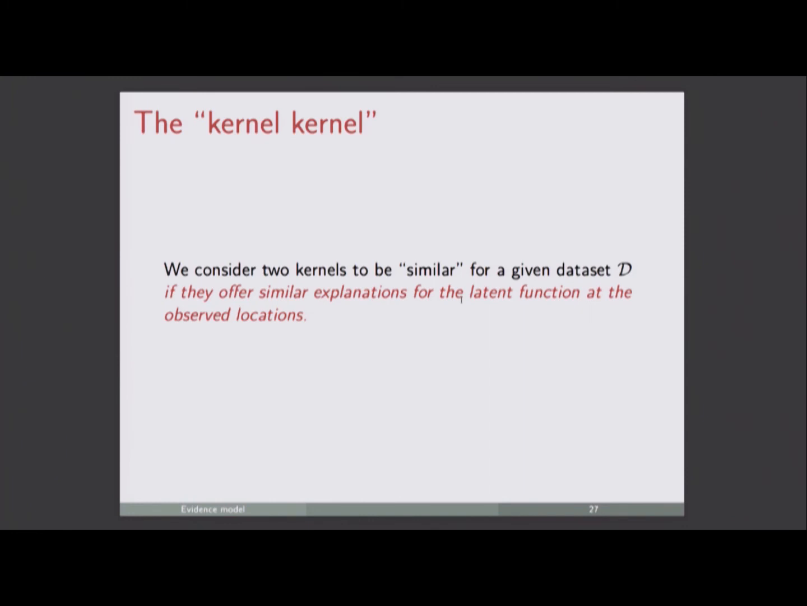Again, we're getting kind of meta for the Meta Learning Symposium. The job of this kernel is to look at the two kernels and examine the data set and determine a priori how correlated we think the model evidence will be if we measured it at these two different models. We had to scratch our heads for a while to think about how to construct such a thing. Eventually we decided to say that two kernels are similar for a given data set if they offer similar explanations for a latent function at the measurement locations in that data set.